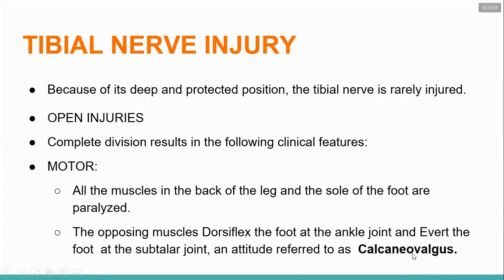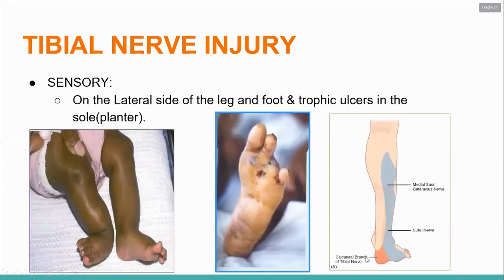So calcaneo means dorsiflexion and valgus means eversion. So the patient will have a calcaneovalgus deformity, as you can see in this picture. This picture is showing a calcaneovalgus. The foot is dorsiflexed and it is everted. So dorsiflexion, that is calcaneus deformity, eversion, that is valgus deformity.